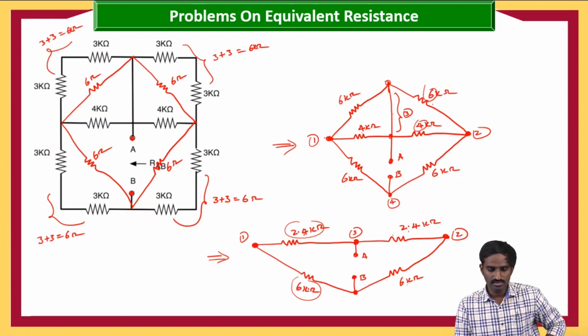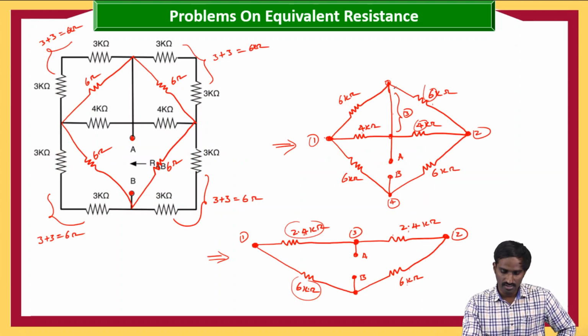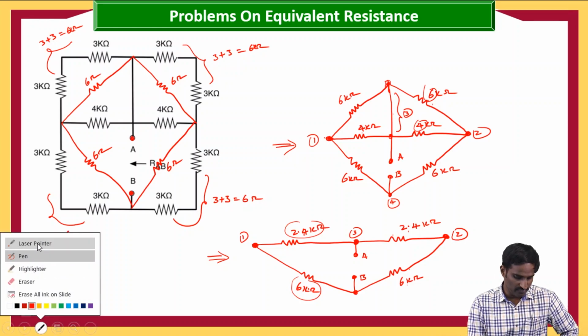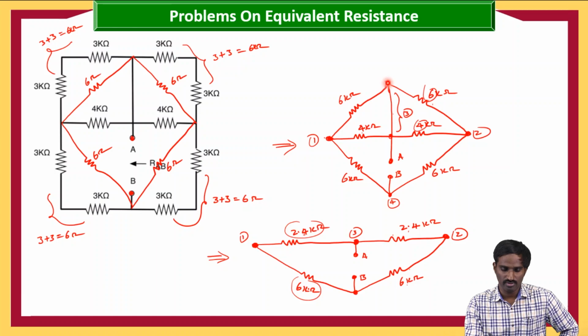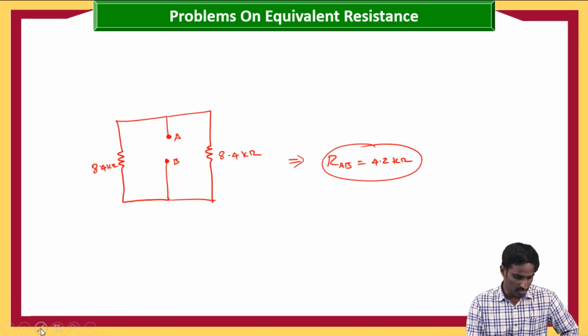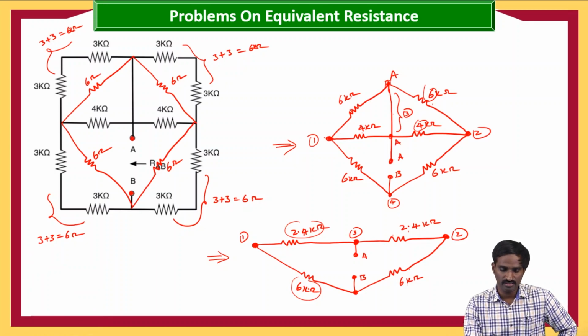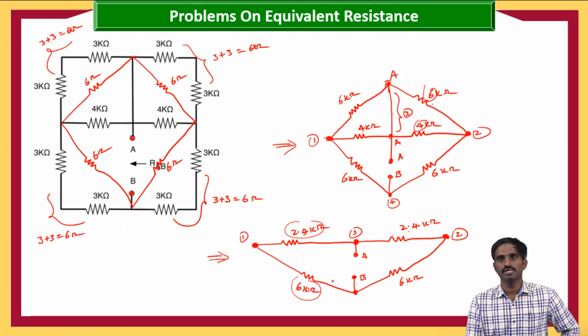So here the key point is that these 3 points are the same, which we need to identify, otherwise it is very difficult to solve this problem. This point and this point and this point all are the same. Here this is also point A and this is also point A and this is also point A. So that's why these two resistors have only two common nodes, and these two resistors also have two common nodes, so the combination can be replaced with the 2.4 ohms.